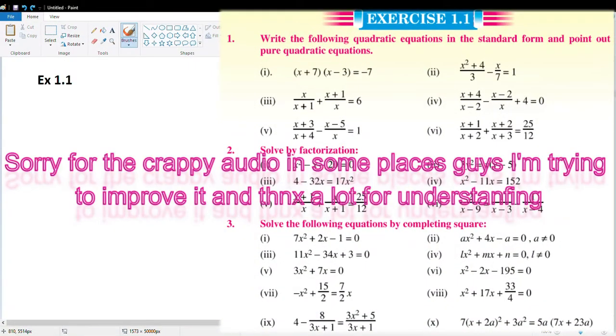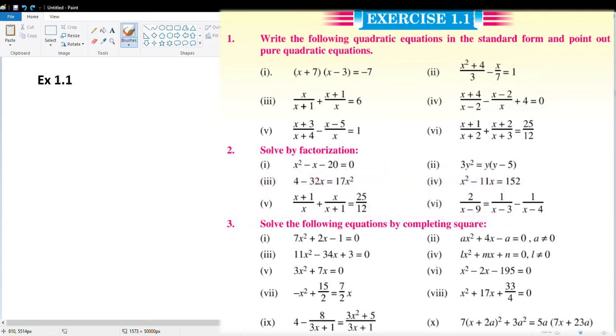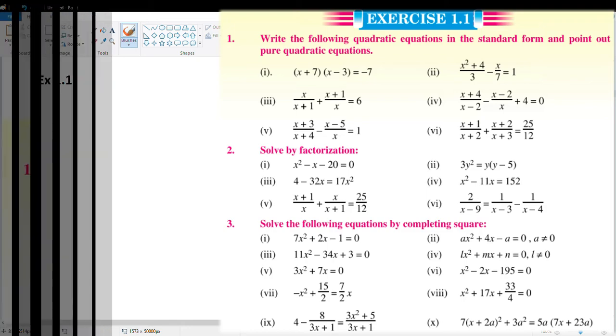So today, we're going to be doing exercise 1.1. And this is the first exercise in the chapter of the 10th grade Math Punjab textbook, which is Introduction to Quadratic Equations. This exercise has 3 questions, and each of the questions has parts. And we're going to be starting off with the first.